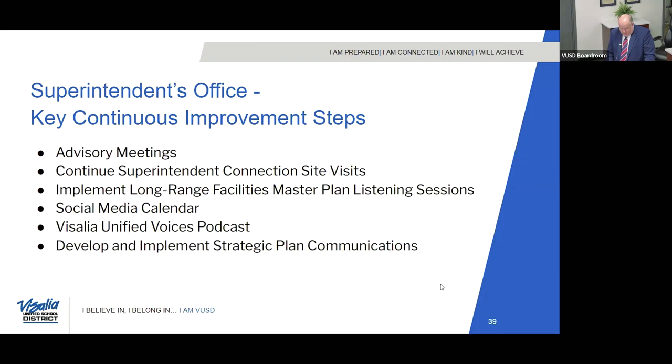And then we continue with our development of our social media calendar to facilitate the best messaging cycle for our district and community, so we don't get overlap and we don't flood people on one day and then nothing the following day. So we've been trying to pace things out so that we can regularly communicate with folks, and we can highlight certain things on given days.